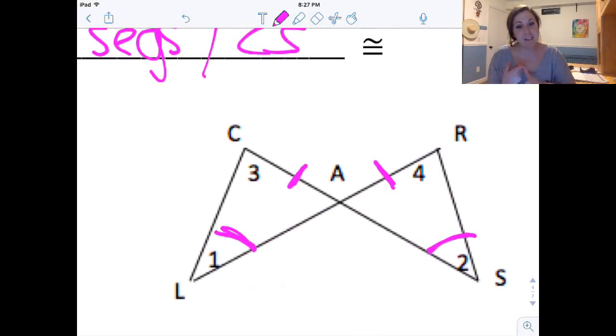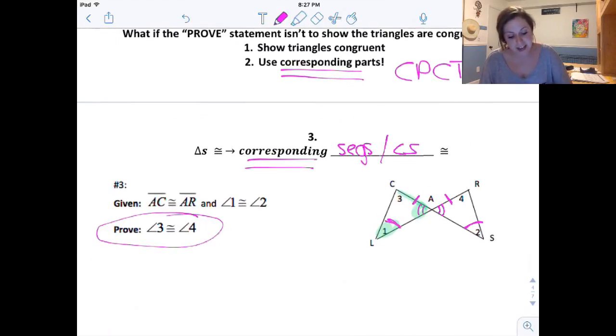So I see I have a side and an angle, and vertical angles are calling out to me. I see this, I think vertical angles. So I'm going to mark these congruent. Remember, I'm using a different number of arcs because it's a different angle pair. And then I see angle, angle, side in both triangles. So my game plan here is going to be A, A, S.